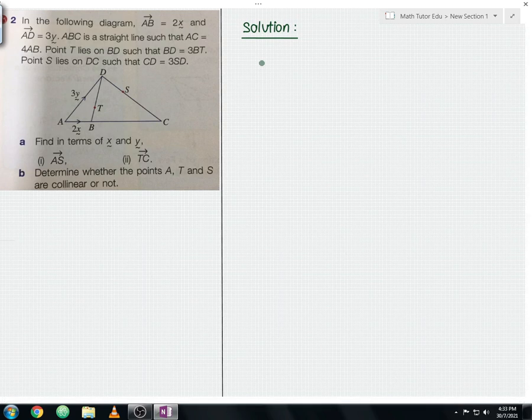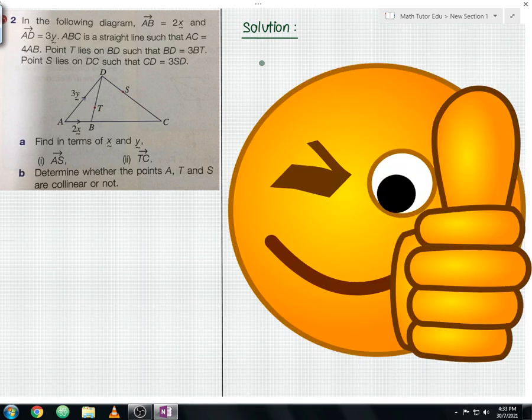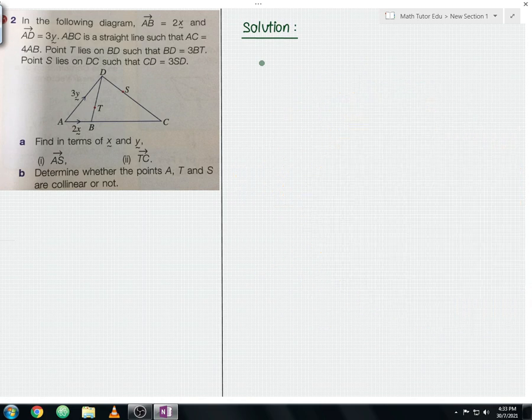If you could manage to solve this question, a big thumbs up to you guys. But if you can't solve this question, no worries. I'm going to show you the step-by-step working and the solution. So without further delay, let us start to solve the question.